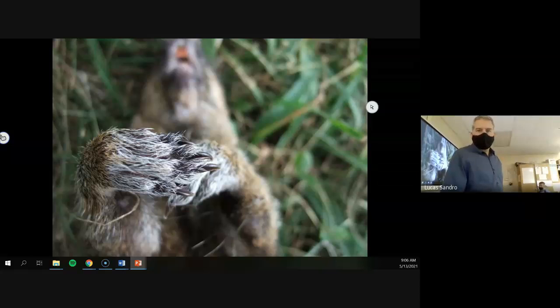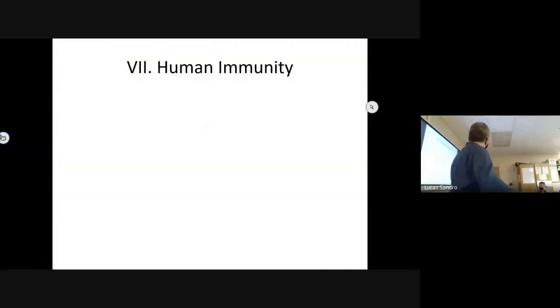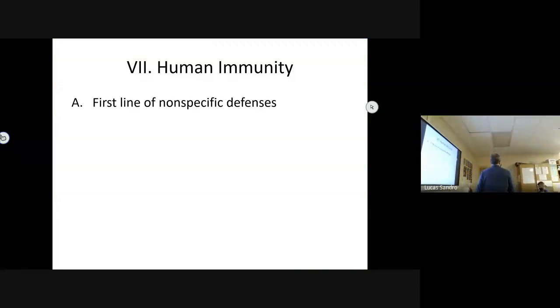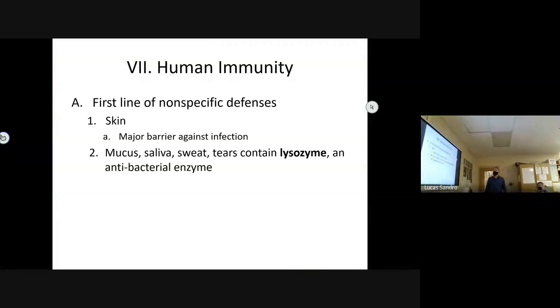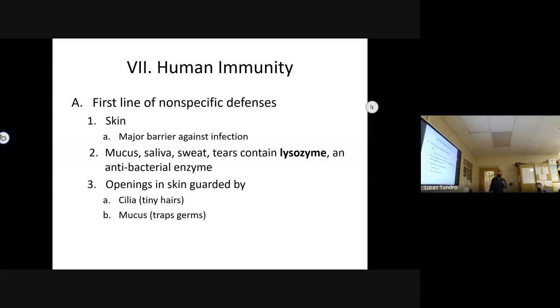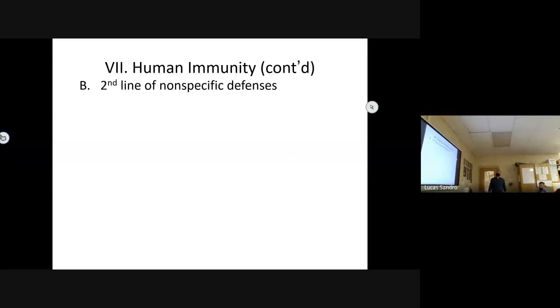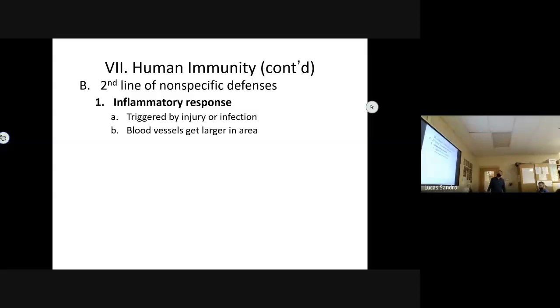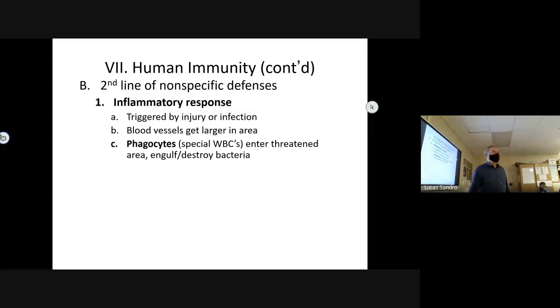So a quick review: non-specific immunity comes in the form of the skin and its various safeguards around the openings, and the inflammatory response, which basically is a way to enlarge the battlefield and put some things in place that can fight things non-specifically.